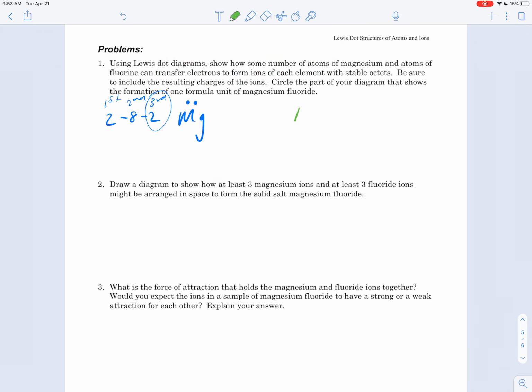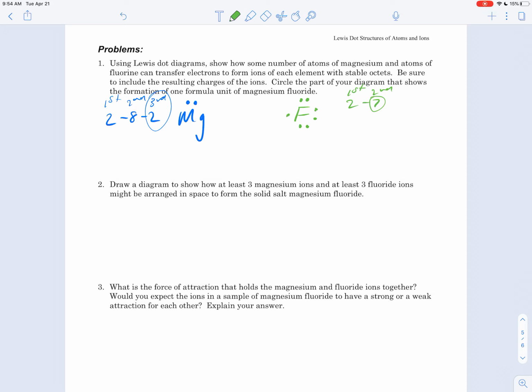Fluorine, F, has got an electron structure of 2, 7. So the first energy level's got 2 electrons, and the second energy level has got 7. And that is its outer energy level. So I need to draw 7 dots around fluorine. There's its Lewis dot diagram, or its Lewis structure. Neither of them are stable, because to be stable they need 8 valence electrons.